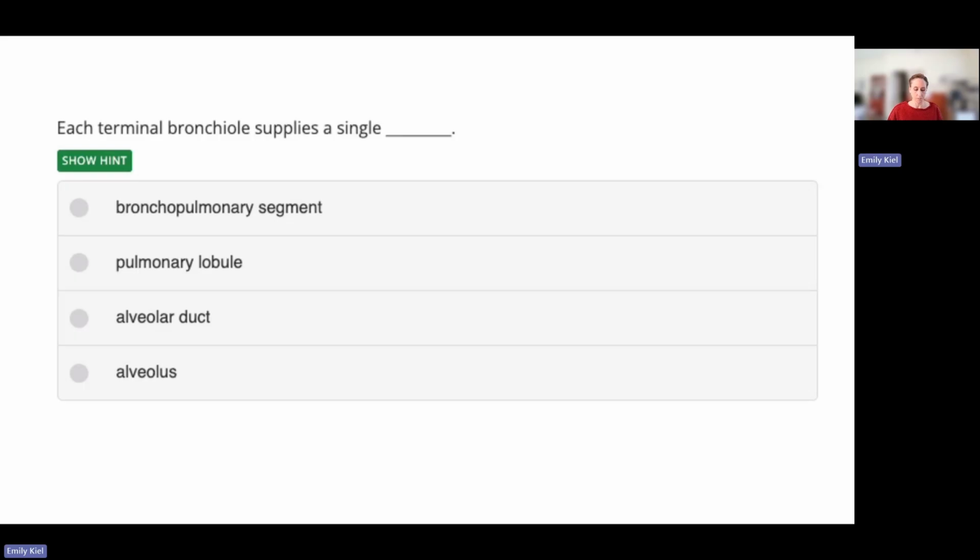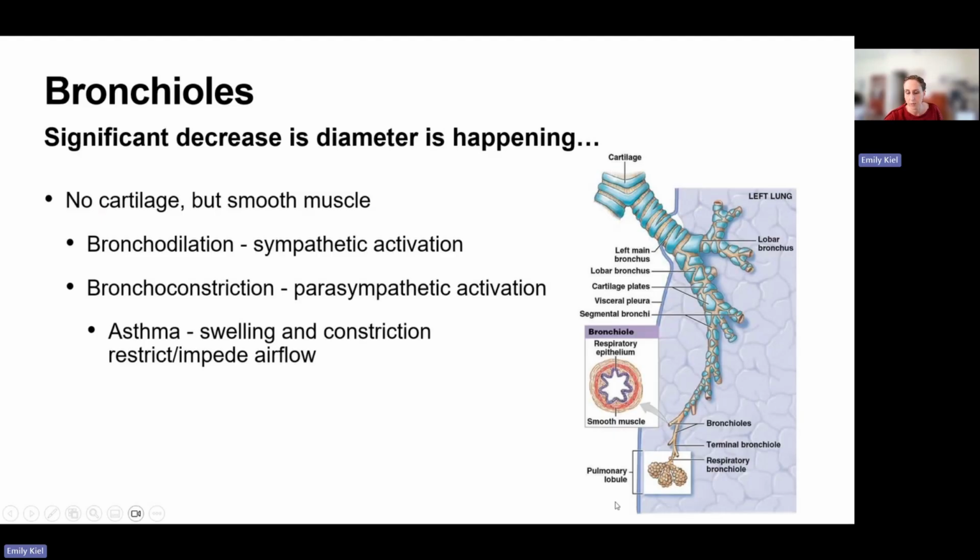So each terminal bronchiole supports a single pulmonary lobule. I'm going to take us back to this image so you can see. Here is that pulmonary lobule. So your terminal bronchiole to your respiratory bronchiole, and that respiratory bronchiole is that pulmonary lobule.